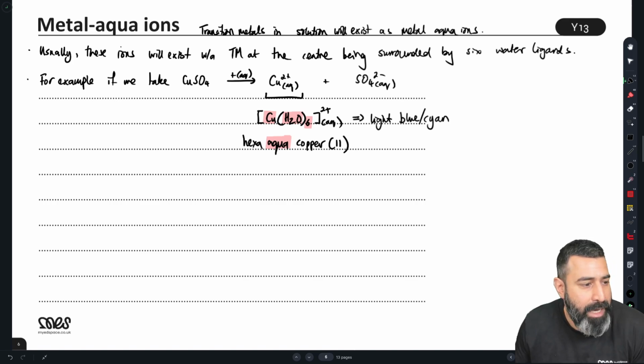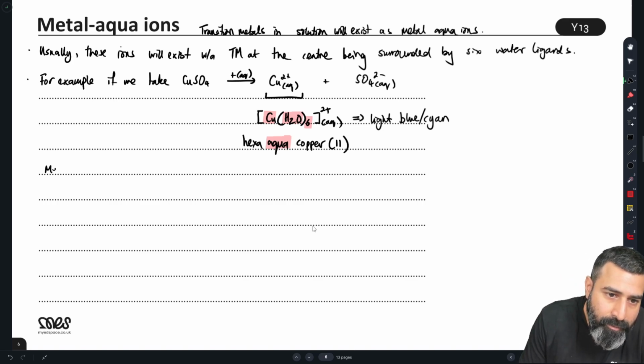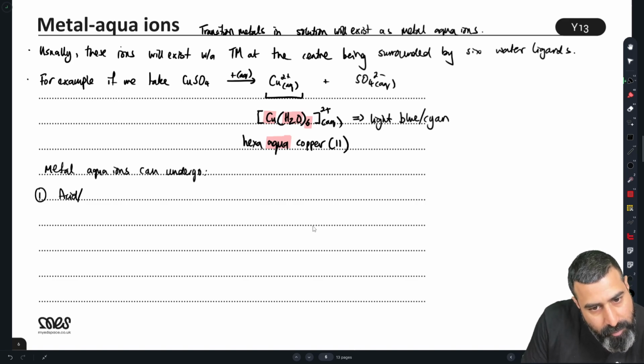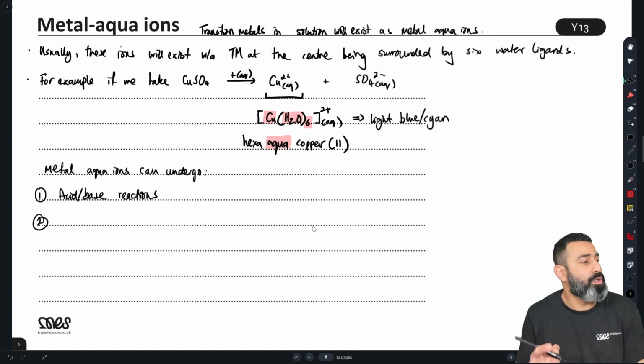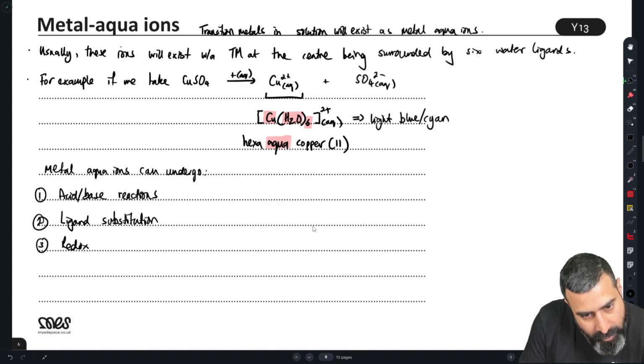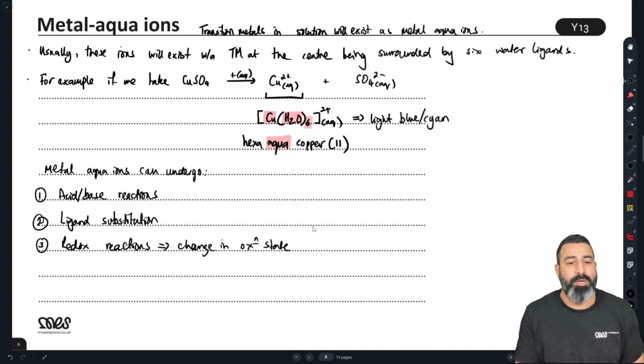Okay, so where should we go next? We need to know the reactions of metal aqua ions. So metal aqua ions can undergo the following reactions. They can undergo acid-base reactions, they can undergo ligand substitution, where one ligand replaces another, and they can also undergo redox reactions. Redox reactions involve a change in oxidation state of the transition metal center. I'm just going to add these in.